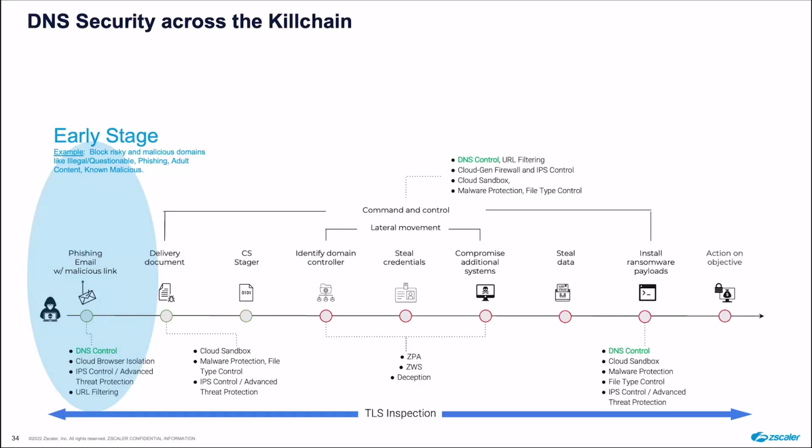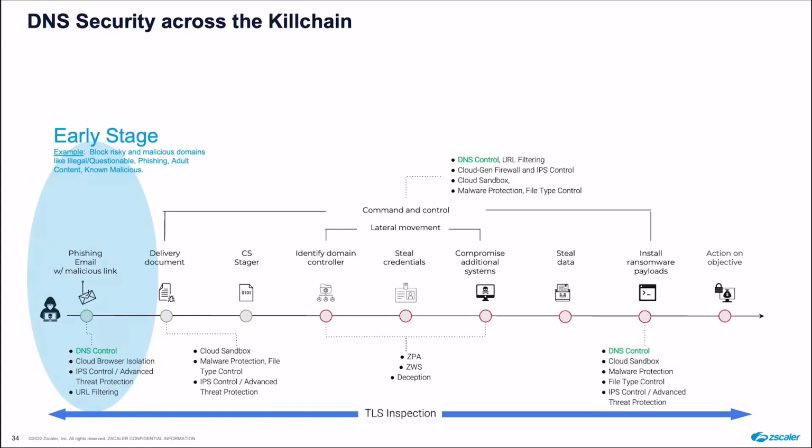So DNS control comes into the picture by blocking right at that stage, right in the first early stage of the kill chain. So Zscaler's DNS control provides the capabilities to block all the risky and malicious domains like illegal, questionable, phishing, known malicious websites, adult content, and so on and so forth. So you could really achieve your first line of defense capability in the overall layered defense in depth approach we have by just enabling DNS control capabilities to begin with.